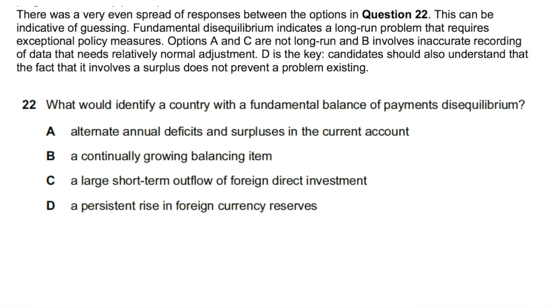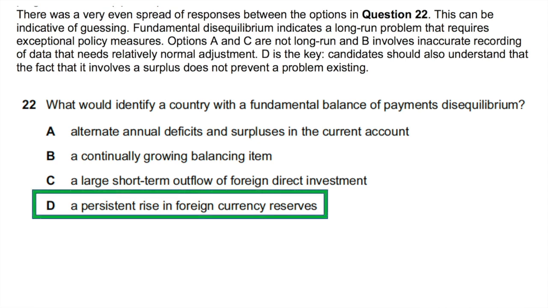22. What would identify a country with a fundamental balance of payments disequilibrium? D, a persistent rise in foreign currency reserves. There was a very even spread of responses between the options in question 22. This can be indicative of guessing. Fundamental disequilibrium indicates a long-run problem that requires exceptional policy measures. Options A and C are not long-run, and B involves inaccurate recording of data that needs relatively normal adjustment. D is the key. Candidates should also understand that the fact that it involves a surplus does not prevent a problem existing.